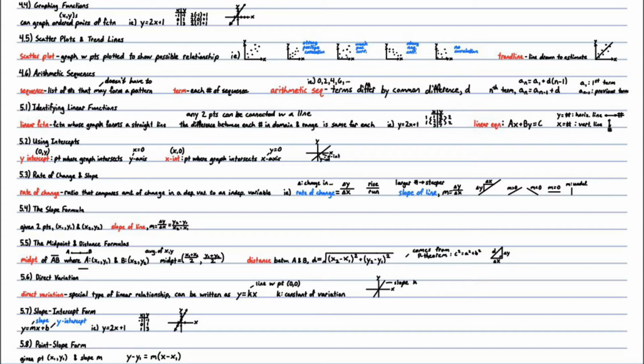Direct variation. Direct variation is a special type of linear relationship. It can be written as y equals k times x, which is a line with slope k and point (0, 0). k is the constant of variation. Slope-intercept form.